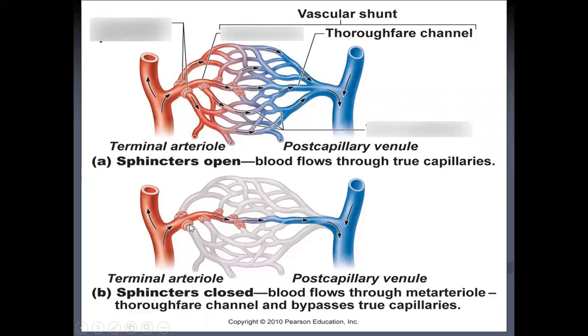When the sphincters are closed and tightened, the blood from the terminal arteriole passes into the terminal venule, and it bypasses the capillaries. It is not going to go into the capillaries, and the precapillary sphincters are now closed. Precapillary sphincters are present at the side branches of the capillaries from the thoroughfare channels, and when they are closed, the blood is going to bypass the capillaries.